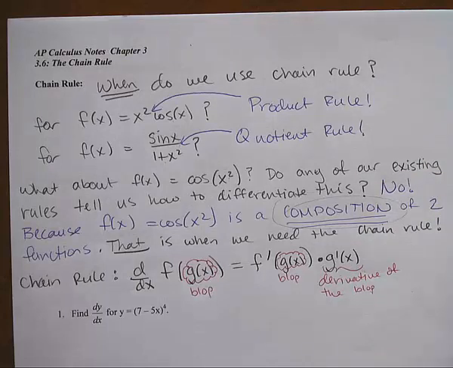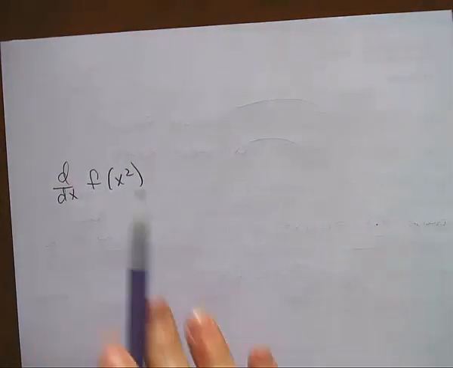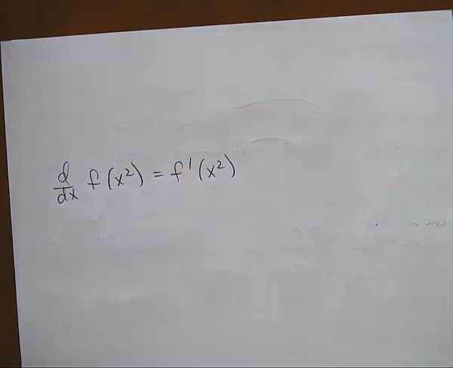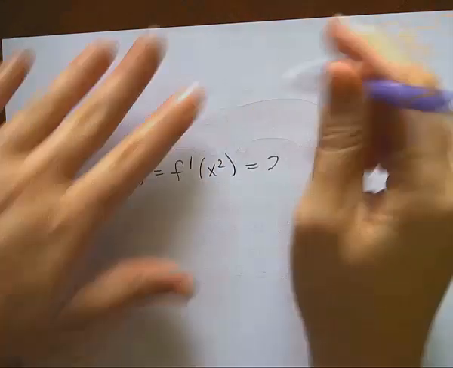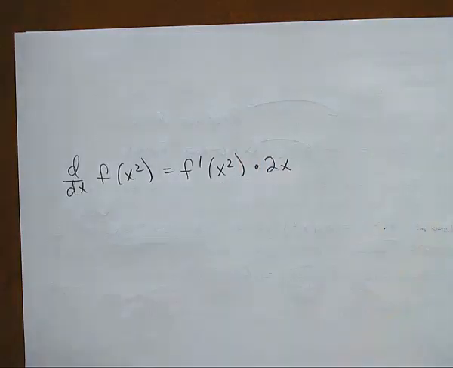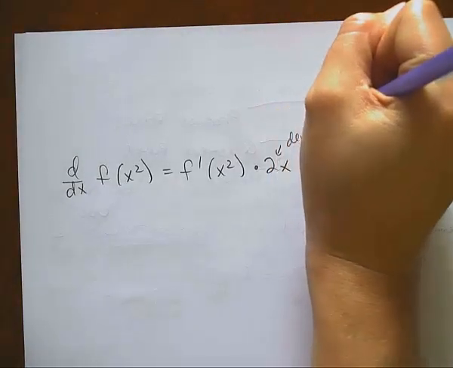Let me give you a couple examples of what this would look like. So I'd like you to turn this paper over. And it's kind of like this. Let's say you wanted to find the derivative of f of x squared. Or f is just some other function, but it's a function of x squared. You would take f prime of x squared, and then you would multiply by 2x. So the x squared is your blop, and then you multiply by the derivative of that.